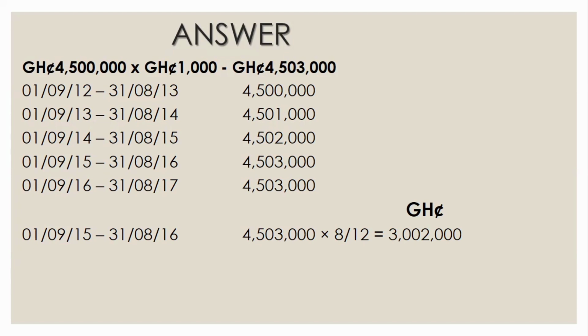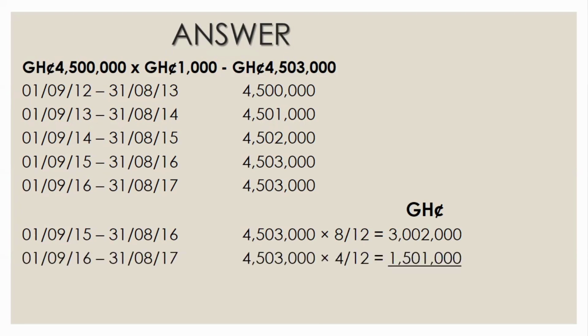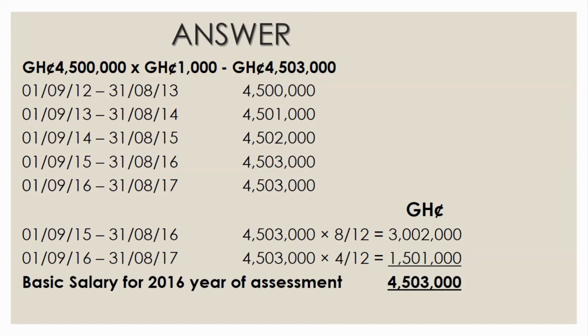3,002,000. Then we'll do that for the subsequent period. We'll consider the remaining months. The remaining months left is now 4 months. So the next period, which is going to be the 4,503,000, we multiply by 4 out of 12, and this will give us 1,501,000. So adding the two together, we'll come back to the maximum figure, which is 4,503,000. And let's pick a last question, and then we'll climax the calculation.